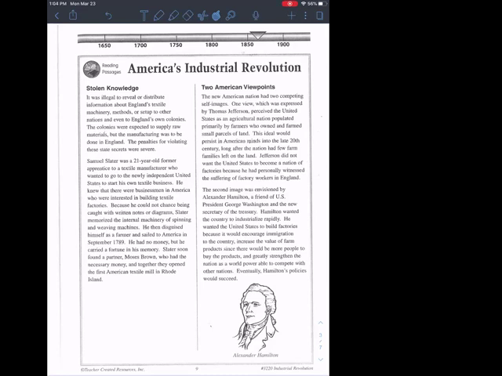All right, so that was the first one. So the first one is Thomas Jefferson, and he thought everybody should be farmers.